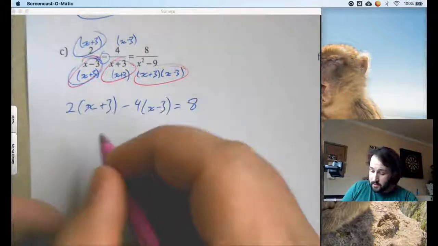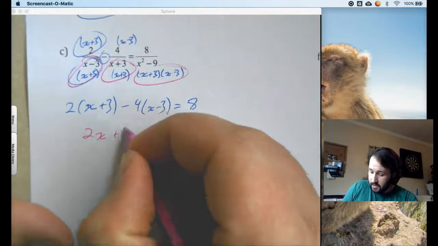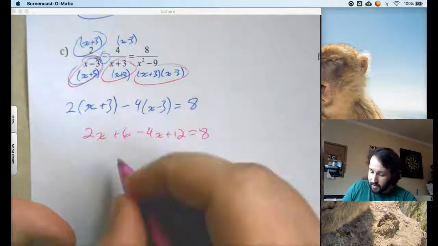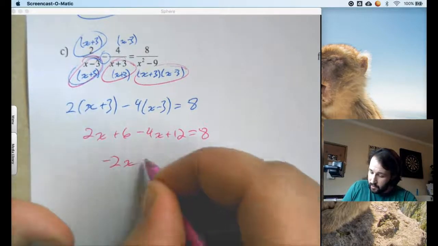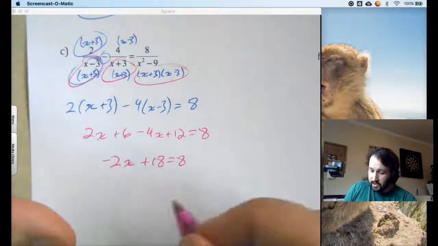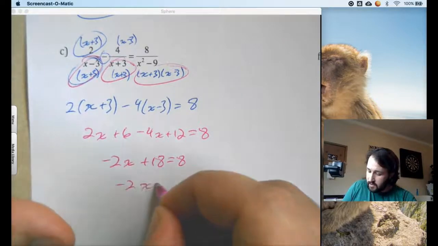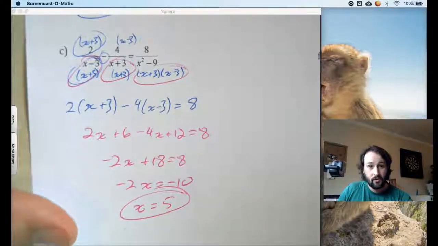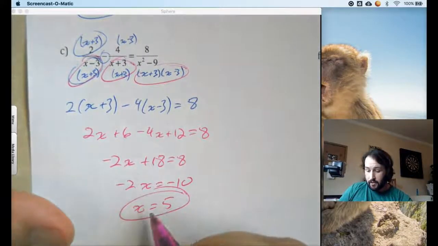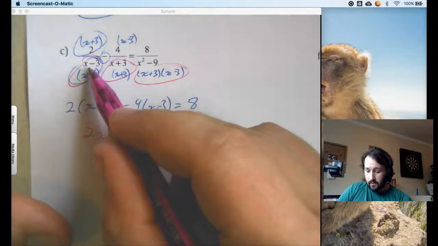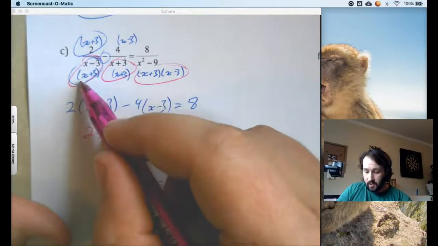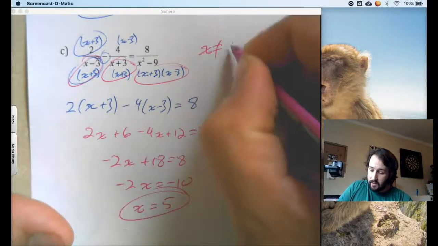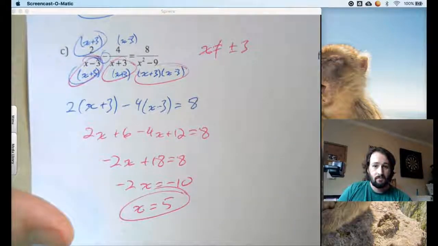So then 2 times x plus 3 is 2x plus 6 minus 4x plus 12 equals 8. Combine like terms. Negative 2x plus 18 equals 8. Subtract the 18. So negative 2x equals negative 10. Divide by negative 2, x equals 5. There is our one and only solution. I know it works because if I plug it in, 5 minus 3 is 2, 5 plus 3 is 8. The only things that would not have worked here would have been positive and negative 3.